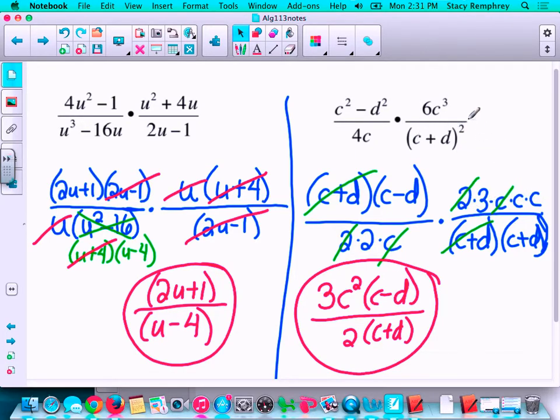And (c plus d) quantity squared, please don't say that's c squared plus d squared. It's not. If you don't believe me, come see me. I'll show you why it's not. You can even multiply it out. It's not. C plus d, quantity squared. Whenever you're squaring something, you multiply it by itself. So I just wrote it as (c plus d) times (c plus d). I canceled the common factors, and this is what I was left with.